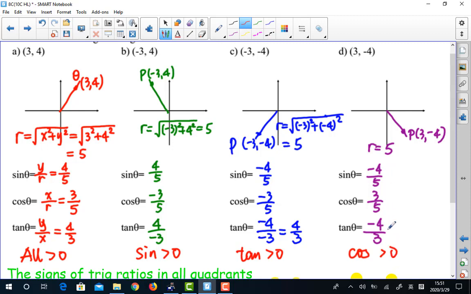HL students need to look at how you can use the reciprocal property to derive the signs of cosecant, secant, and cotangent in quadrant 2, quadrant 3, and quadrant 4 yourself. For example, if sine is positive for a second quadrant angle, then cosecant must be positive as well. Cosine is negative, so secant must be negative. Tangent is negative, so cotangent must be negative as well.